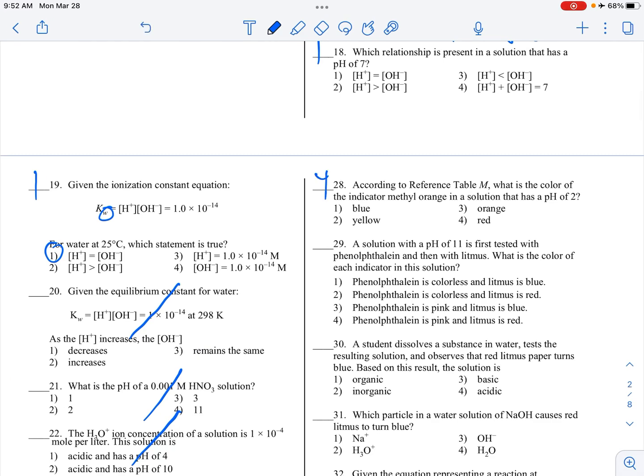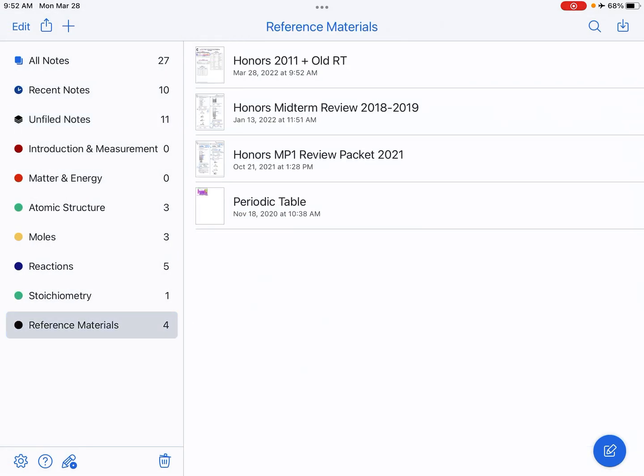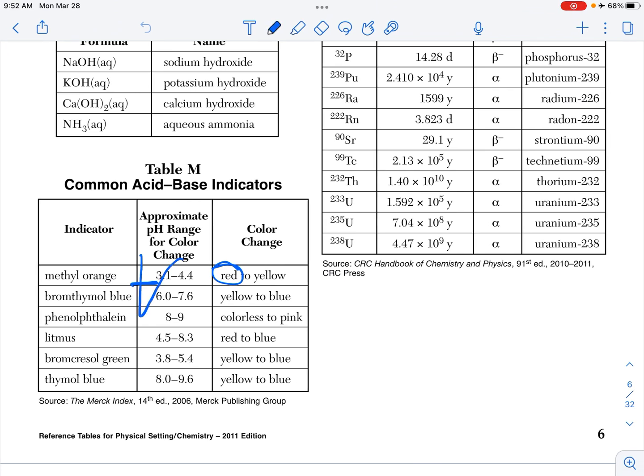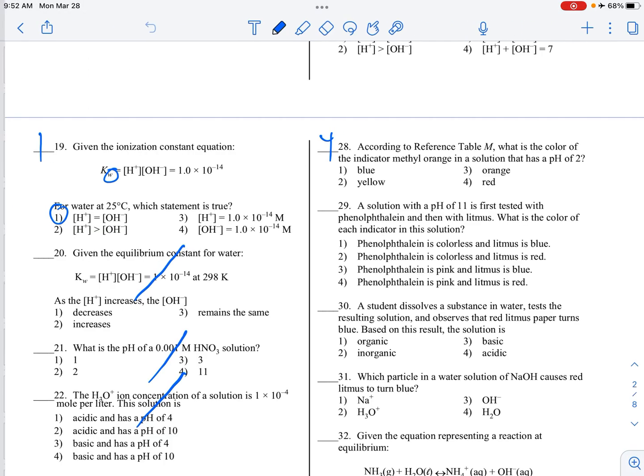Okay, choice 4. A solution with a pH of 11 is first tested with phenolphthalein and then litmus. What's going on? pH of 11. Oh, goodness. Okay, pH of 11 in phenolphthalein would be up here, which would be pink. pH of 11 in litmus would be up here, which would be blue. So phenolphthalein is pink and litmus is blue. I believe that's choice 3.